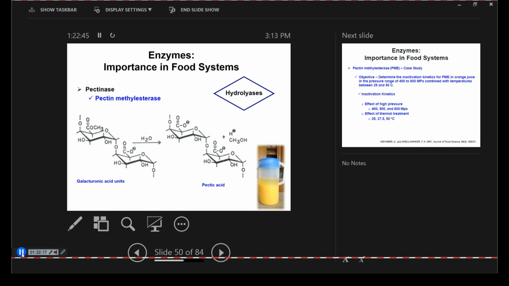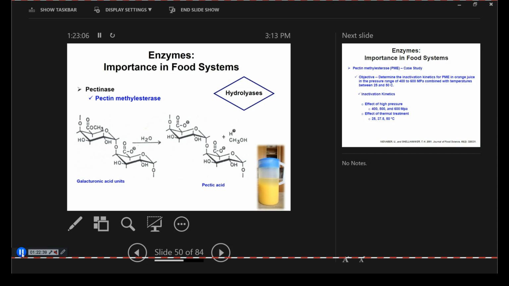So in order not to have that separation, there are treatments to inactivate pectin methyl esterases. It would be beneficial to inhibit the naturally present pectin methyl esterases to prevent that separation you don't want to see in your orange juice.